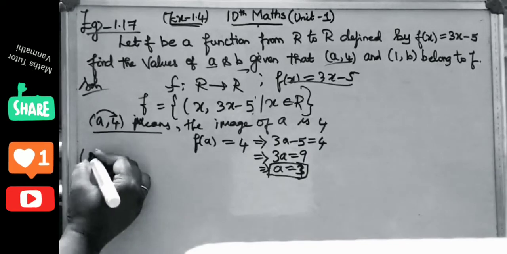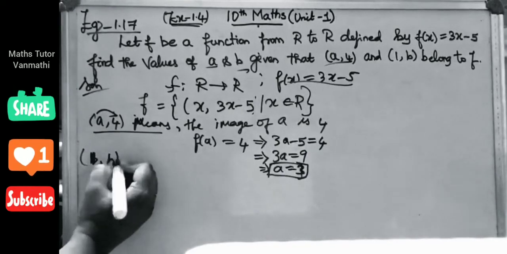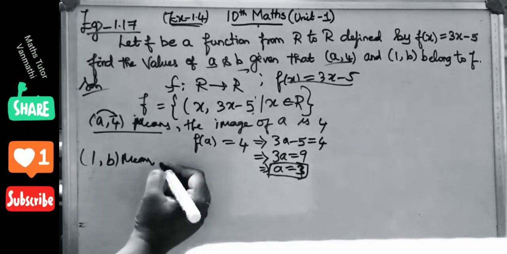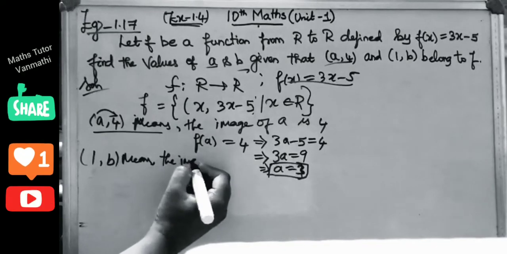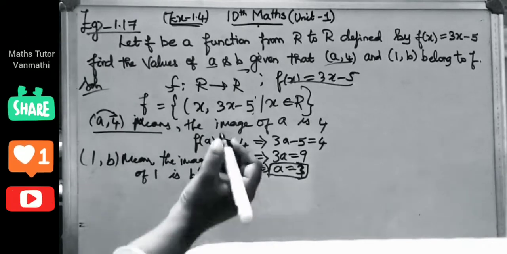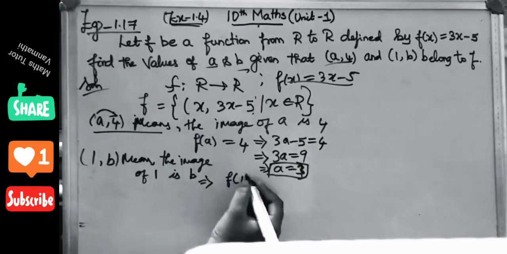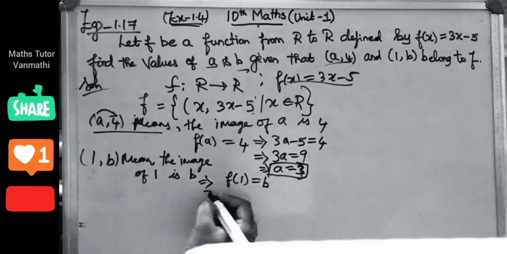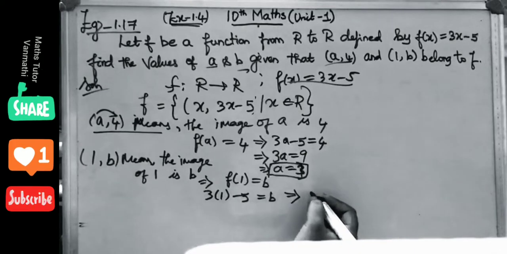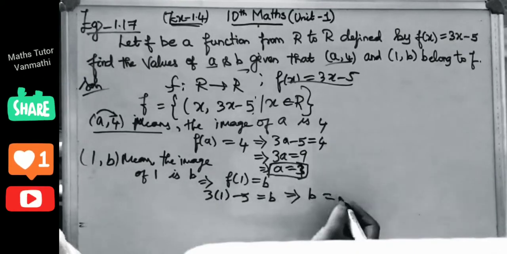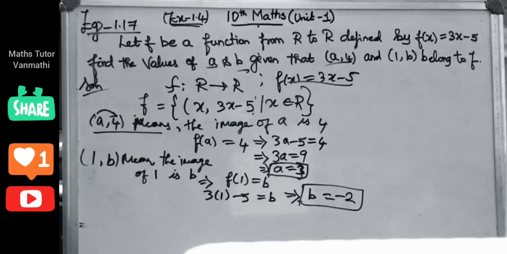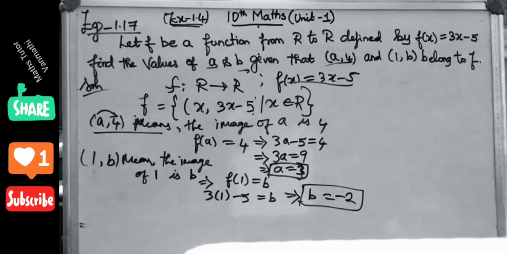Similarly, (1, b). (1, b) means the image of 1 is b, which implies f(1) equal to b. Then you will get 3 into 1 minus 5 equal to b, which implies b is equal to 3 minus 5, that is minus 2. This is your value: a equal to 3 and b equal to minus 2. Like this example, you have one exercise problem.